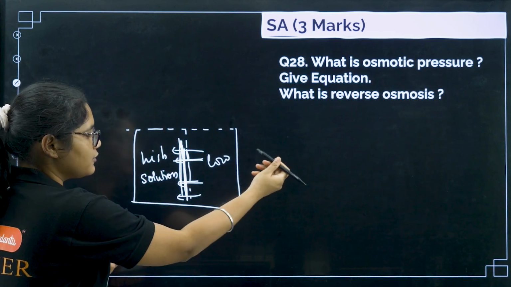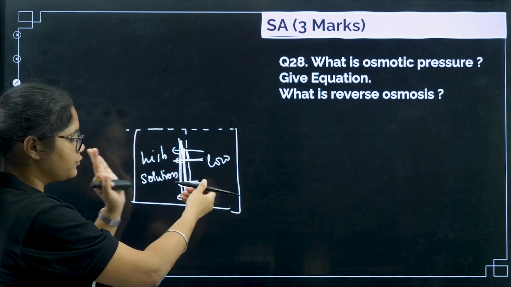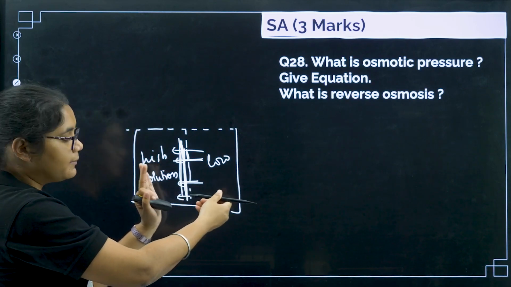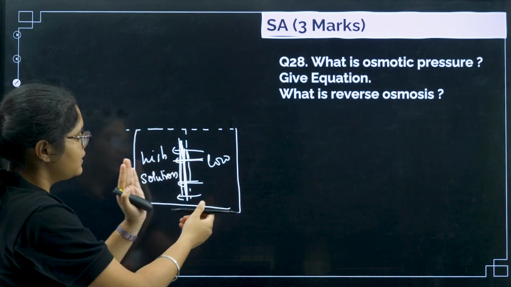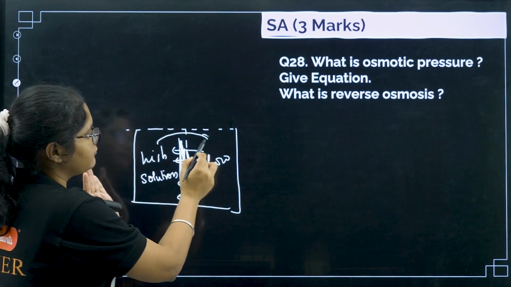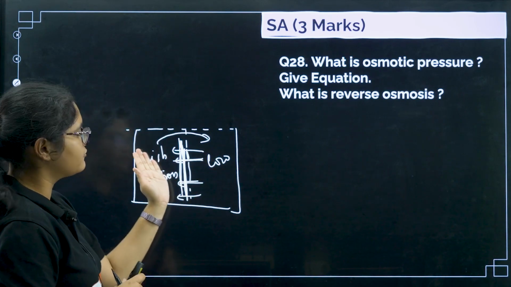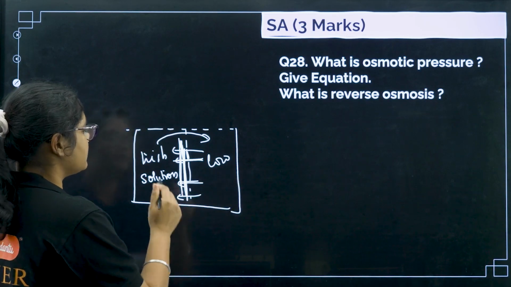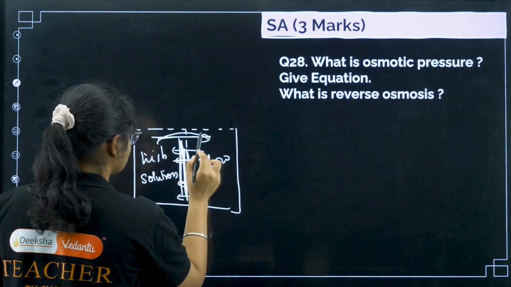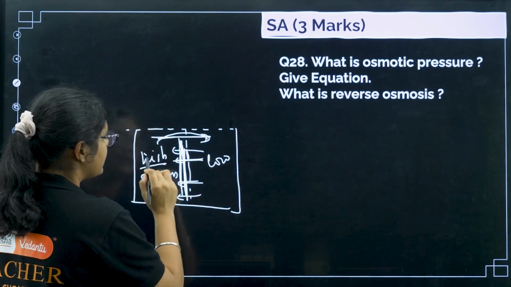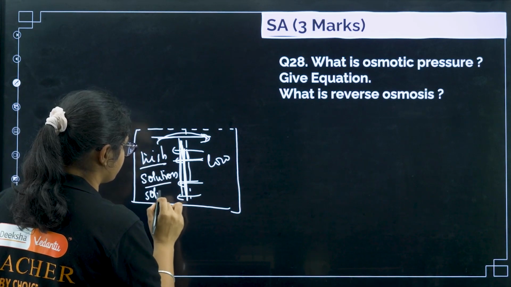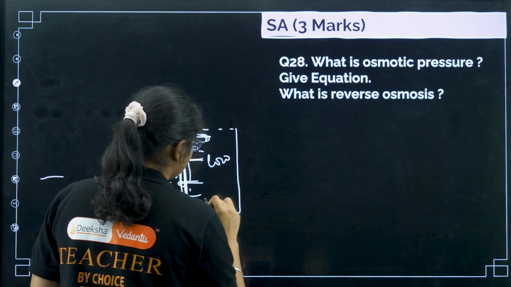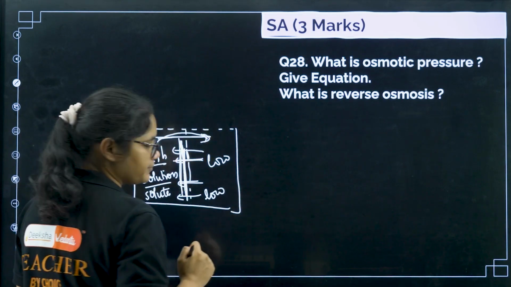Now what is reverse osmosis? Water was flowing from this side. You gave some pressure, it stopped. But if you give more pressure, what will happen? Water will start flowing from this side to this side. When I say high concentration, it is high concentration of the solute, and here it is low concentration of the solute.